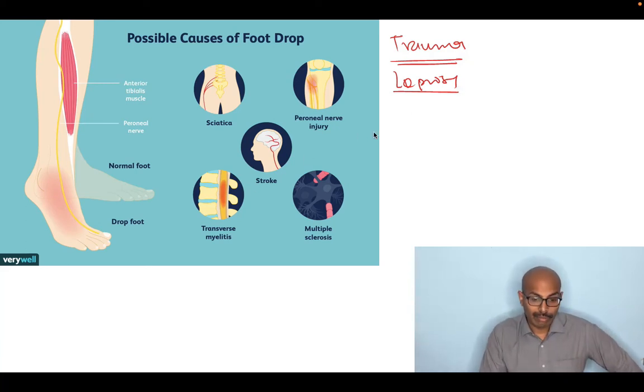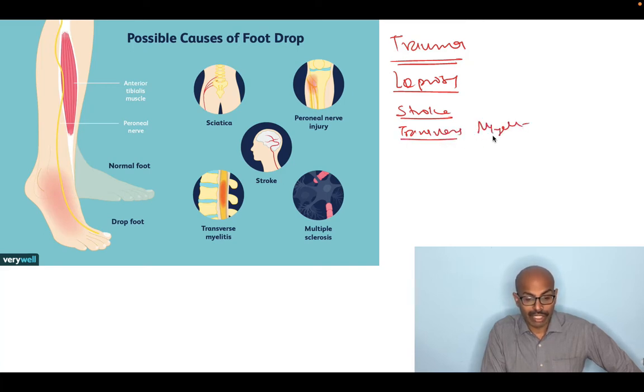You can also have upper motor neuron lesions like stroke. You can have transverse myelitis or some spinal cord problem. You can have sciatica. You can have multiple sclerosis.